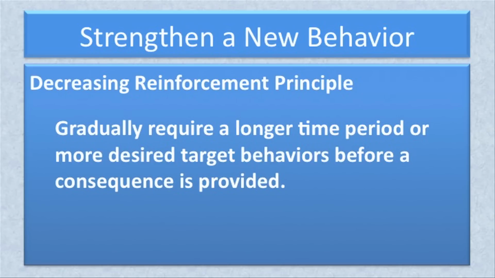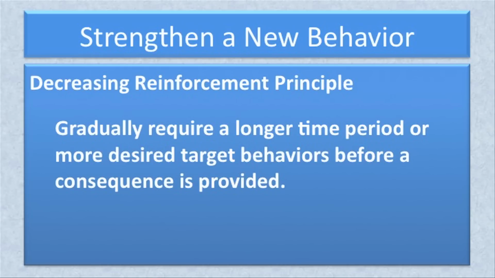For example, you might start with having a quiz every day, and then begin to have a quiz every other day, and then begin to have a quiz every third day. So you're still on a fixed schedule, but you've increased from 1 to 2 to 3 days. The amount of time is increasing between opportunities to be reinforced.